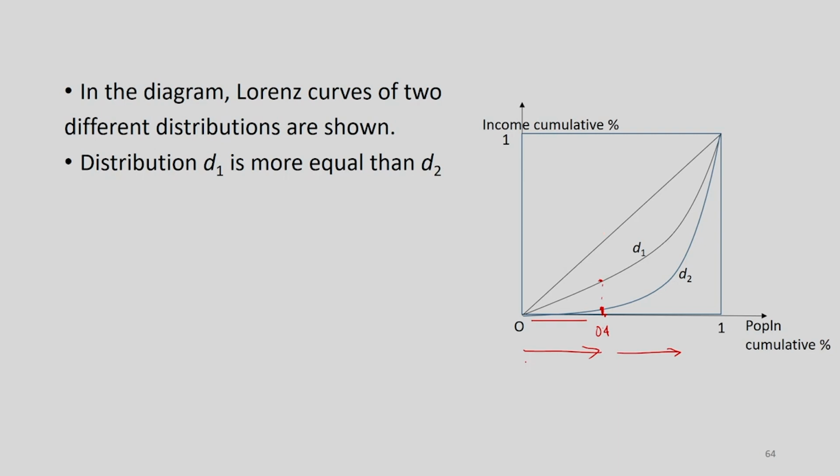D1 is more equal than D2. The intuition being that in D1, for the bottom 40%, they are getting a greater proportion of the income. In D2, the proportion of income that this bottom 40% gets is much lesser. That is why it is being said that D1 is more equal than D2.